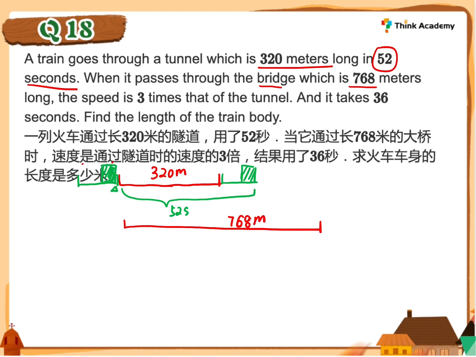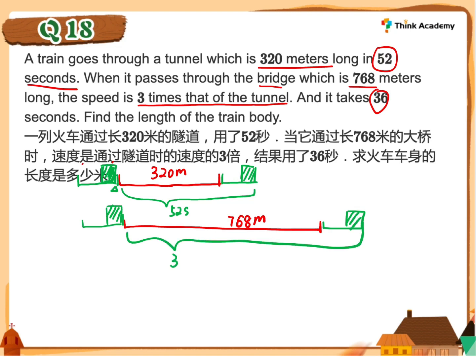768 meters, and the speed is 3 times that of the tunnel, and it takes 36 seconds. Okay, so let's draw. This is the train, and the train passed the bridge. It takes 36 seconds. Okay, so the question is find the length of the train body. What's the length of the train body? It's a little hard, right?